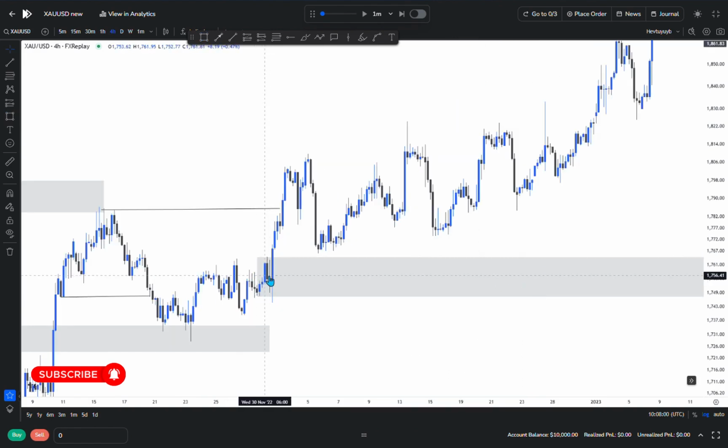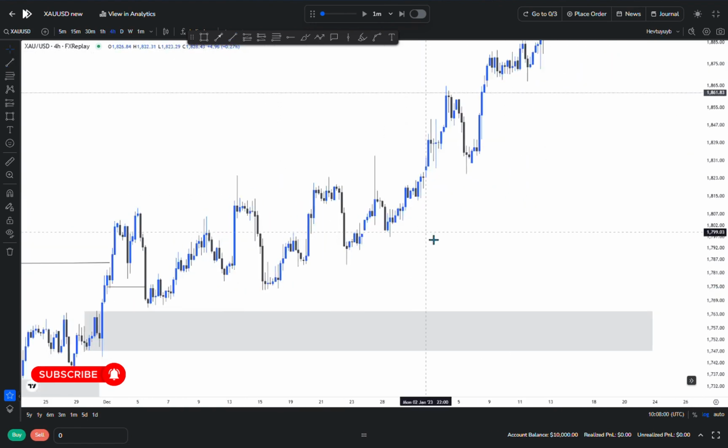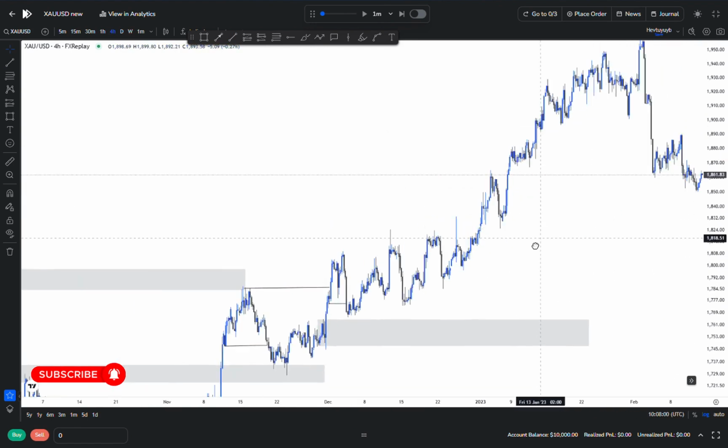What I wanted to understand is that price does not care about your point of interest. Price is only interested in liquidity. Price took out the liquidity here inside this fair value gap, then continued pushing to the upside. We have a low here.